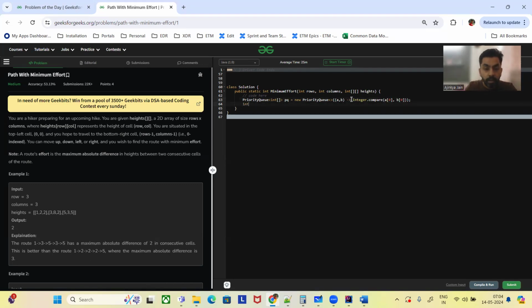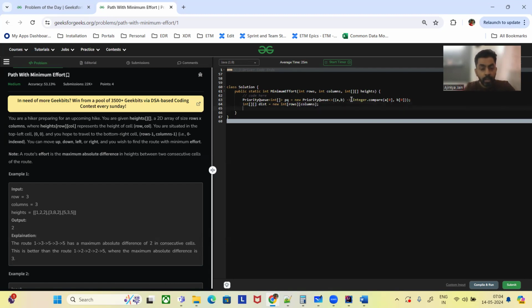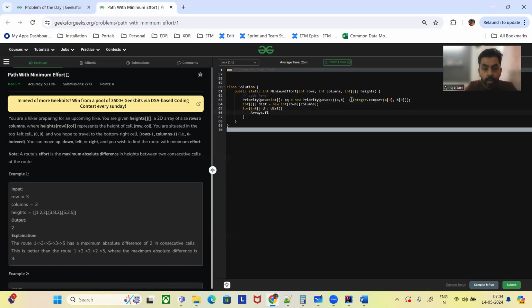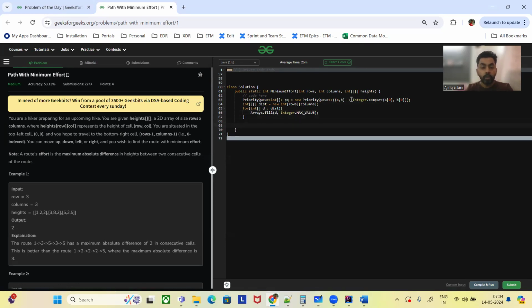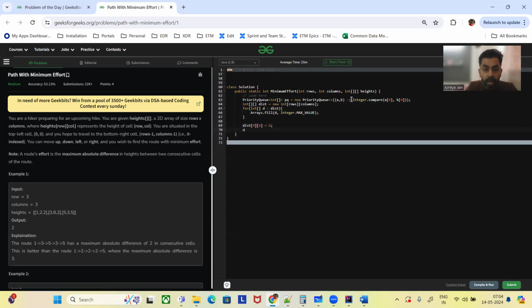What else are we going to have? We're going to have a distance matrix equal to new int, with the same size, rows and columns. And we're going to initialize this distance with infinity: Arrays.fill, b comma Integer.MAX_VALUE as infinity. Then as we are going to start with the top left, we are going to initialize this 0 with 0. Also, we are going to add to the priority queue the top left position, so it is going to be new int with 0 as the distance and the coordinates 0, comma 0.